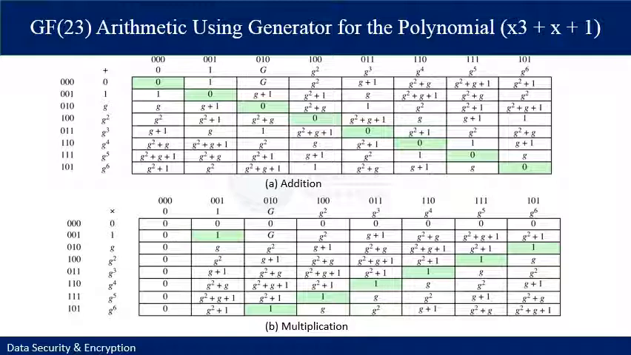So again, GF(2 cubed) arithmetic using the generator of the polynomial x cubed plus x plus 1 is shown, and the addition table is very simple to understand. Again, you have a diagonal which represents the additive inverse of each value. Each value cancels each other, and in multiplication you have a similar kind of table represented in previous slides. However, in this case the table is inverted diagonally.